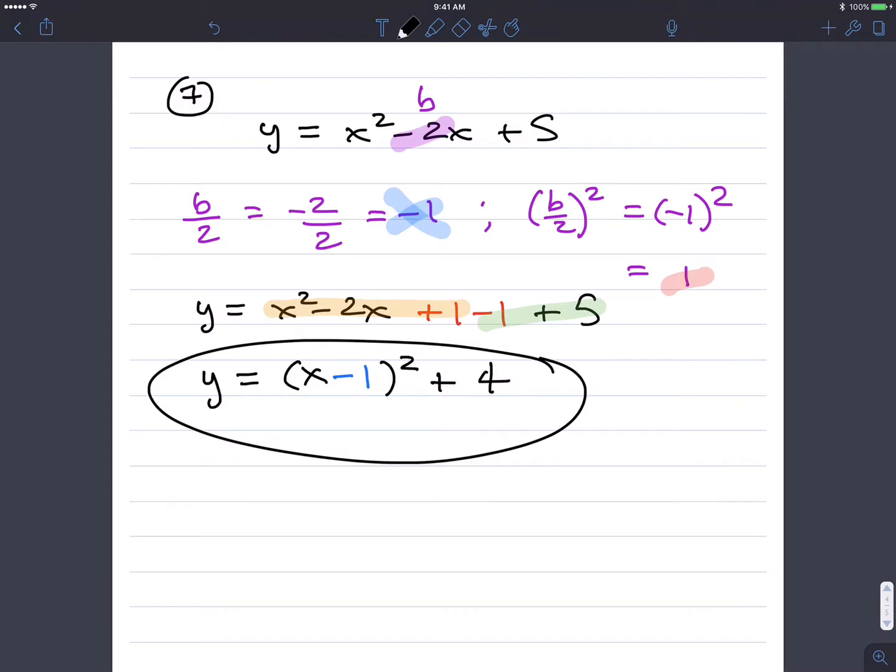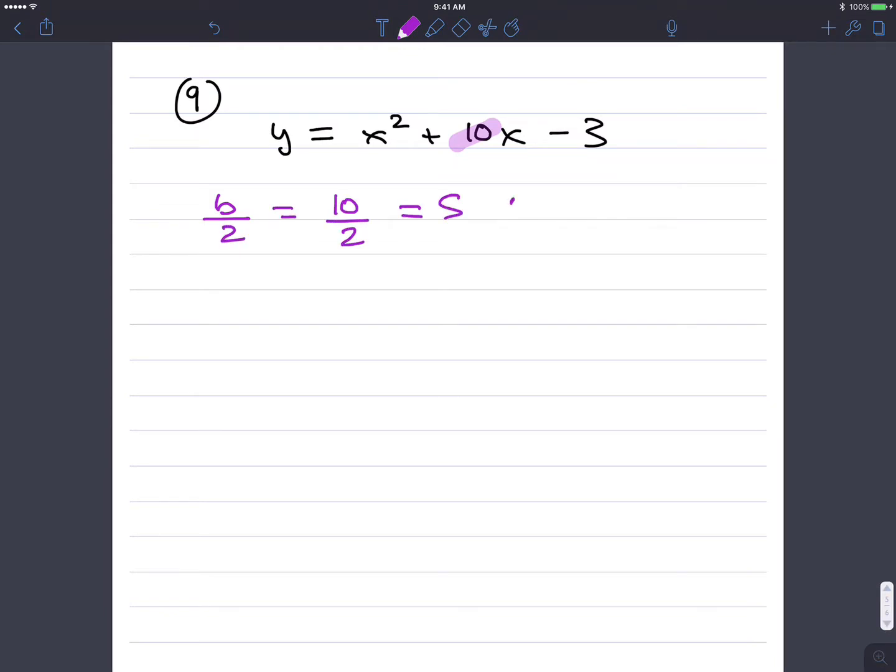Number 9. y equals x squared plus 10x minus 3. Again, use this b value of 10. So I'm going to write that here. B over 2 is 10 over 2. We know that is 5. We square that. 5 squared we know is 25. Okay. We're going to use the 5 eventually. We use the 25 immediately.